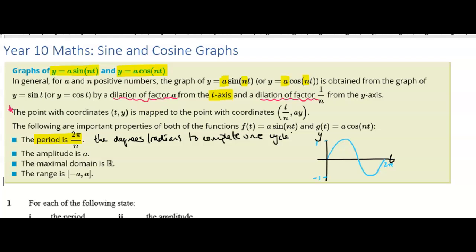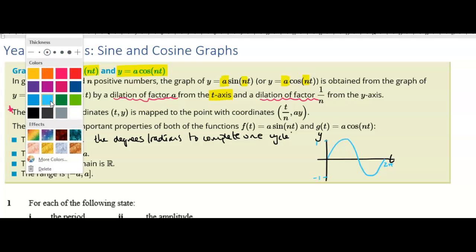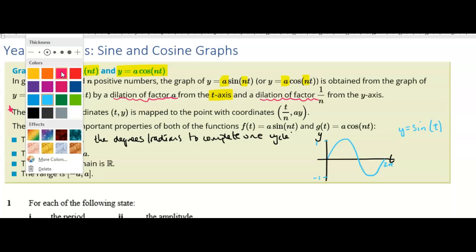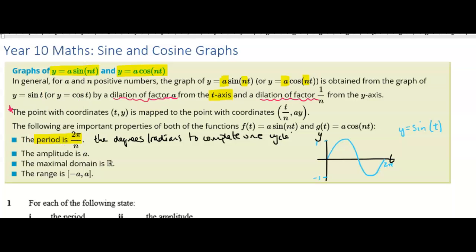So in this blue graph that we did before, this was y equals, and I'm just going to use t, sine t. So the coefficient of t is 1 in this case. So 2 pi over 1 gives you 2 pi. So we can see that's why it's 2 pi.